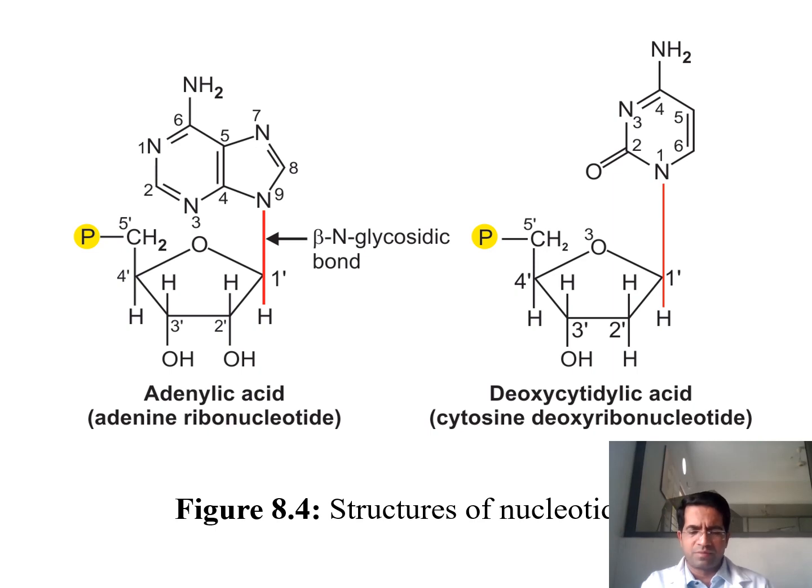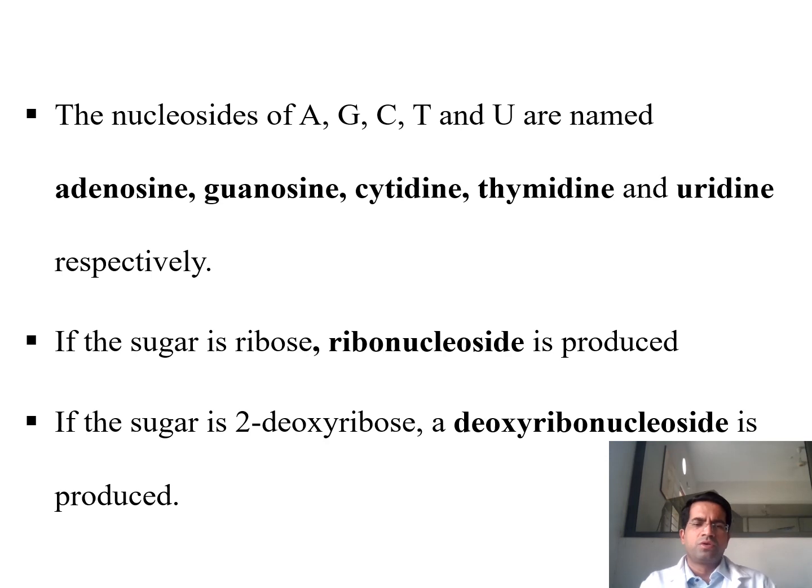That is the only difference between nucleoside and nucleotide. So the nucleosides of adenine, guanine, cytosine, thymine, and uracil are named adenosine, guanosine, cytidine, thymidine, and uridine respectively. So adenine becomes adenosine, guanine becomes guanosine, cytosine becomes cytidine, thymine becomes thymidine, uracil becomes uridine.